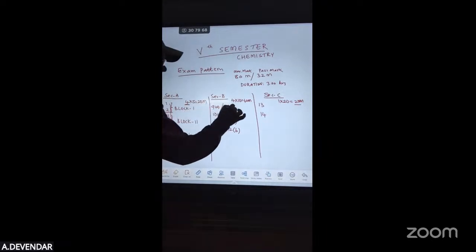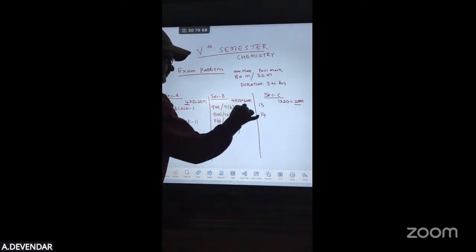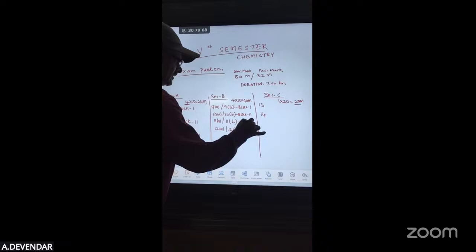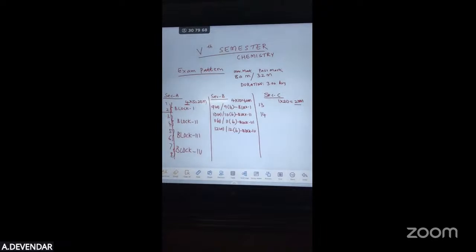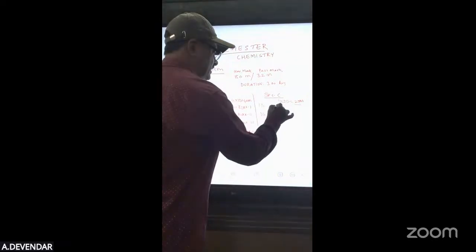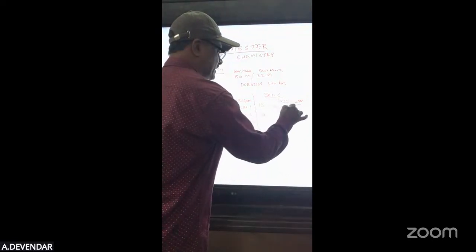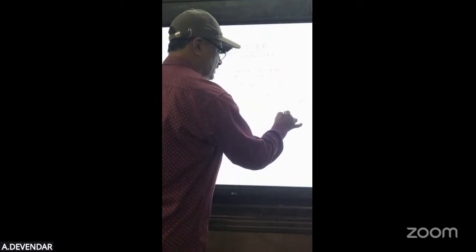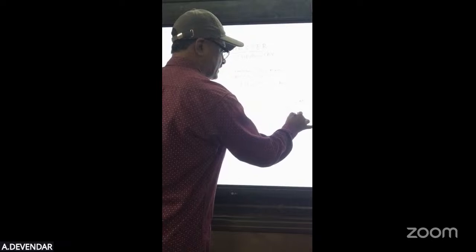Now it is the same here also. This is block 1, block 2, block 3, block 4. So if you are thorough with only one block, here you will get the 10 marks, and there we will get the 10 marks, 20 marks over. Now, here question 13 comes from the first and second block, and question 14 is from the third and fourth block.